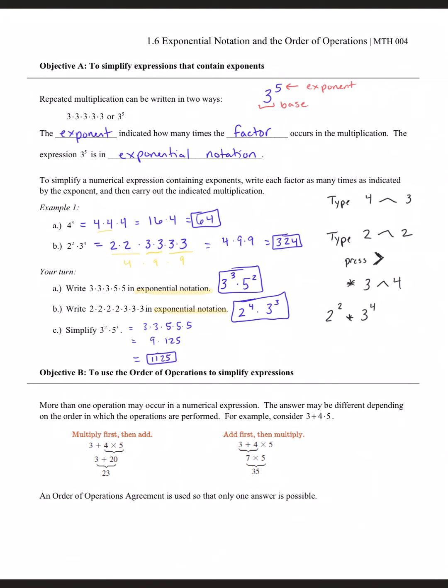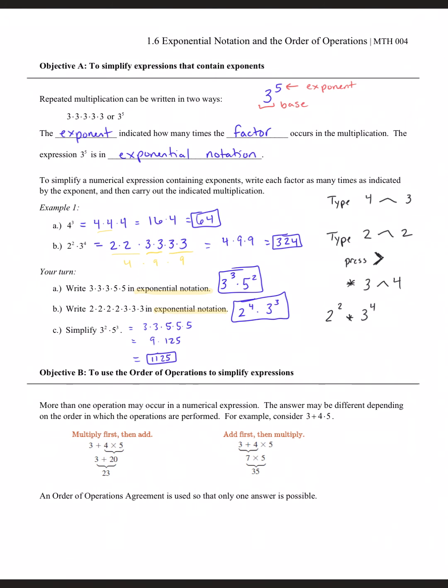Okay, now we're moving on to our next objective. We want to use the order of operations to simplify expressions. What this little bottom part here says is that more than one operation might occur in an expression, and depending on the order that you calculate these, the answer could be different.